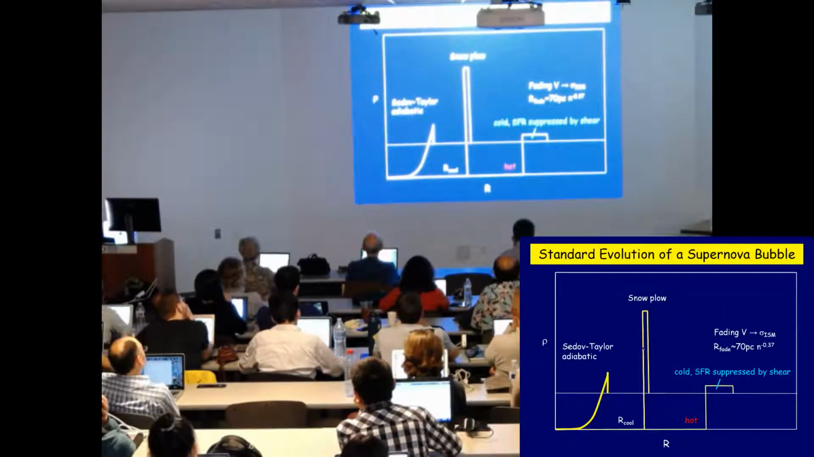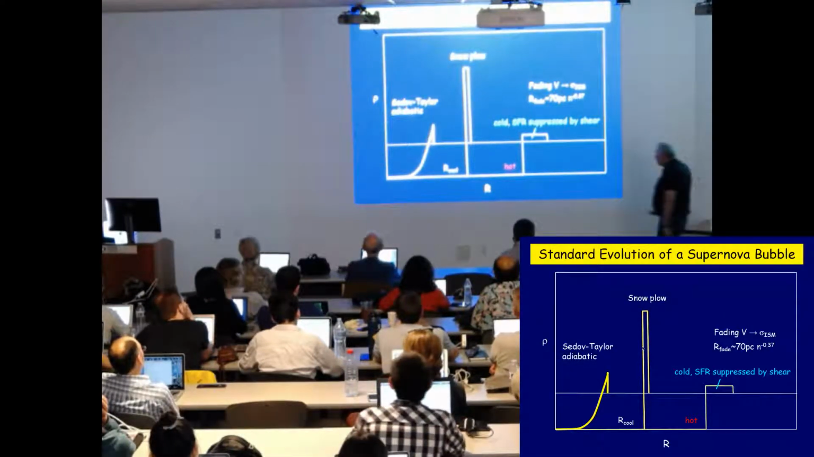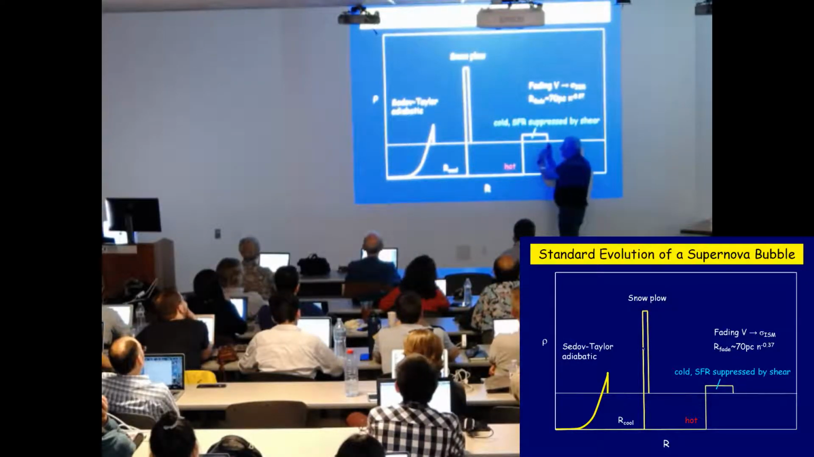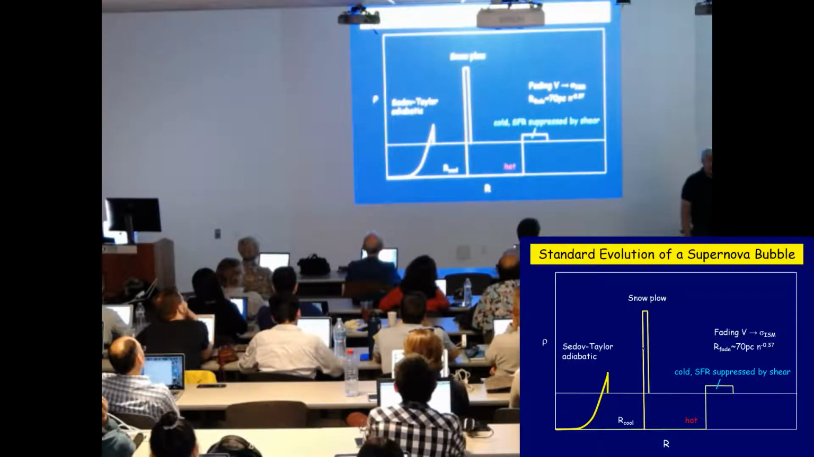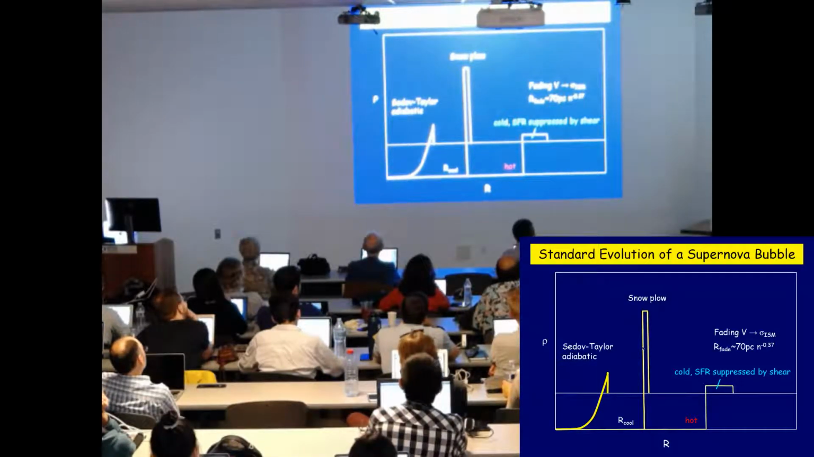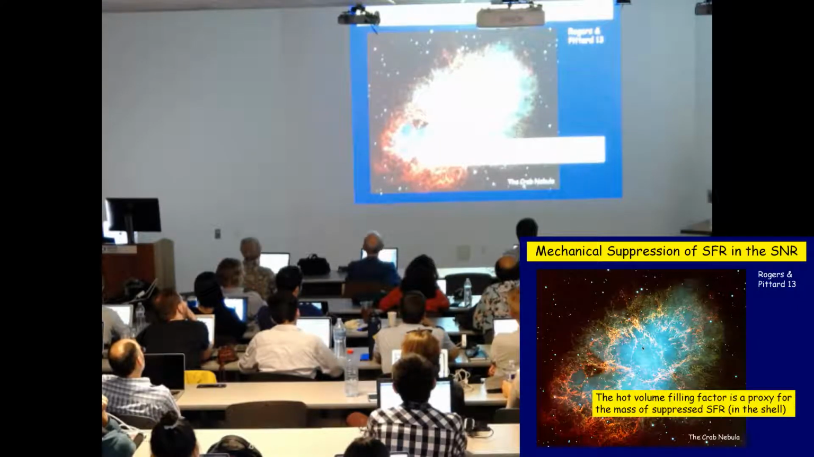So when I want a proxy for how much mass there is in this medium that was affected by the supernova and is not going to form stars for a while, I just need to see the volume, the hot volume filling factor, and that's a proxy for the mass filling factor of the non-star-forming bubble. Okay, so that's one assumption I'm making here.